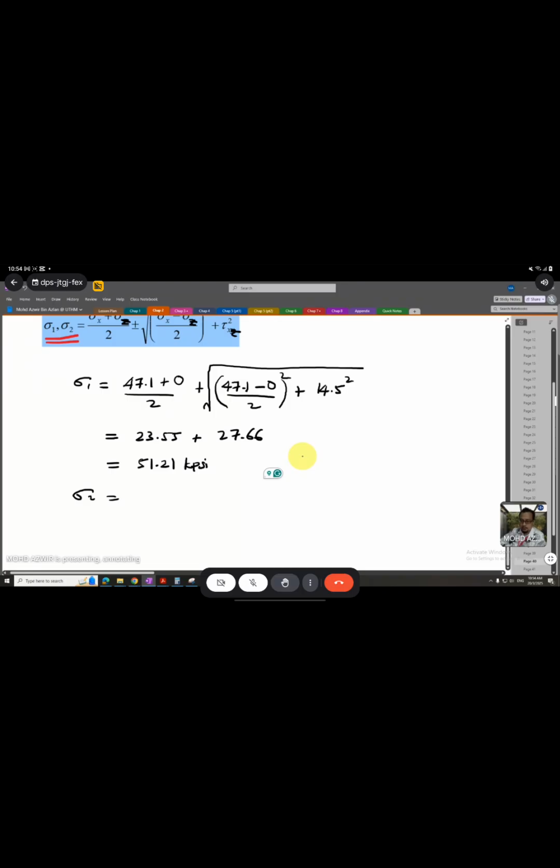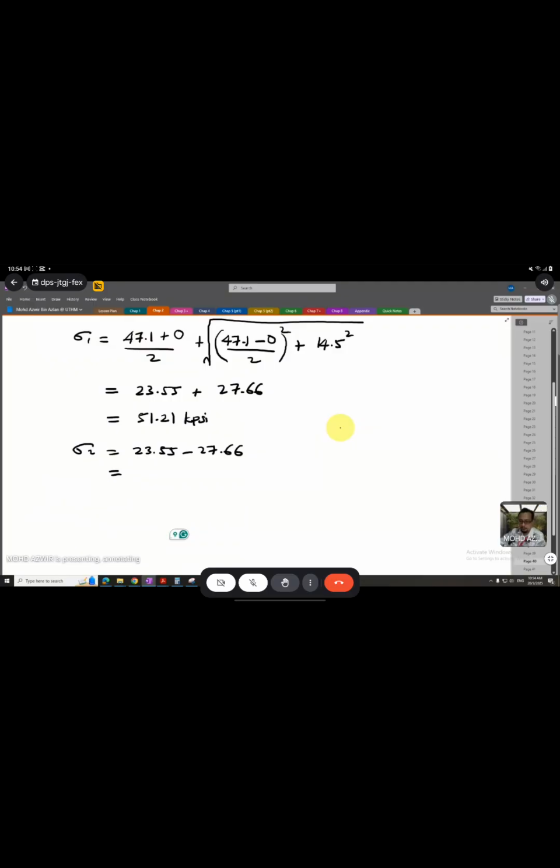Okay, and then sigma 2, just minus these two things, 23.55 minus 27.66. Okay, so give me the answer. Negative 4.11. Yes, negative 4.11. KPSI.